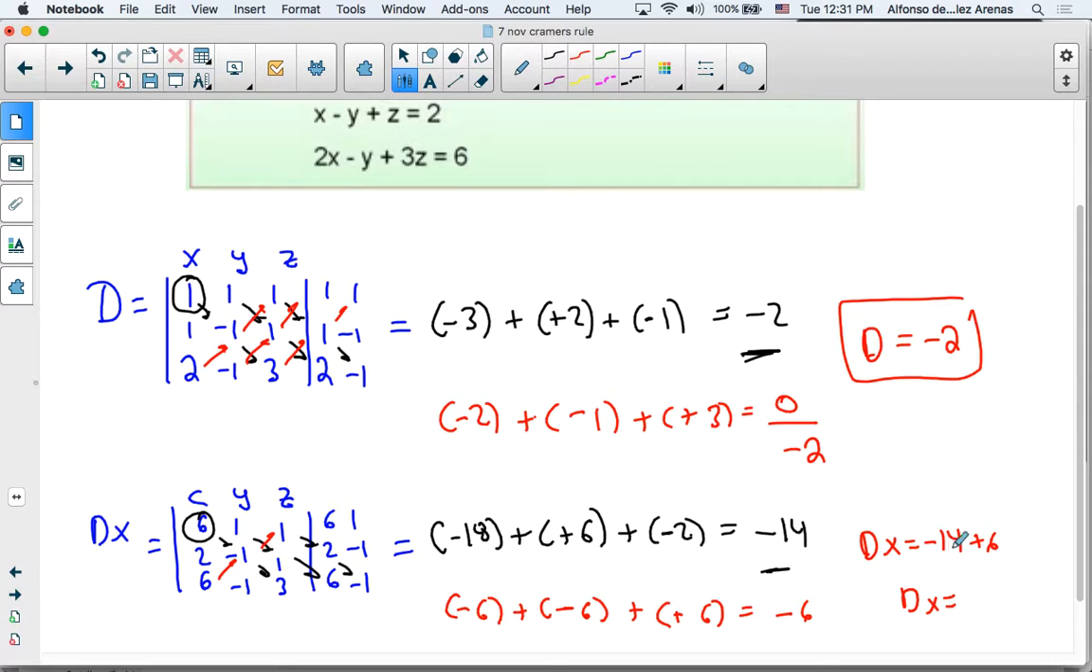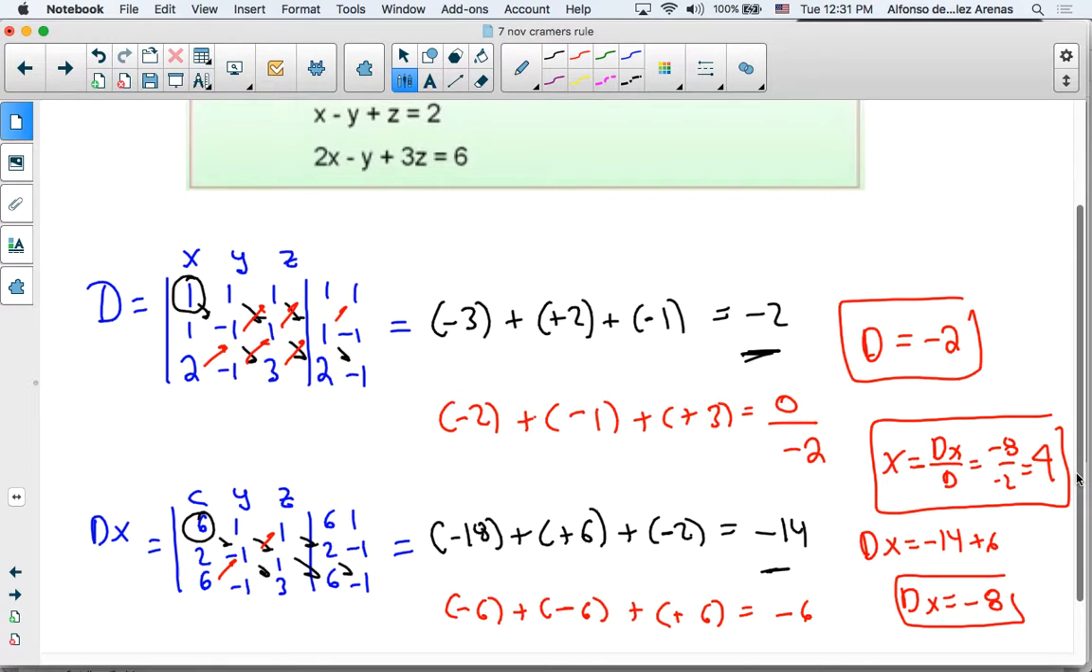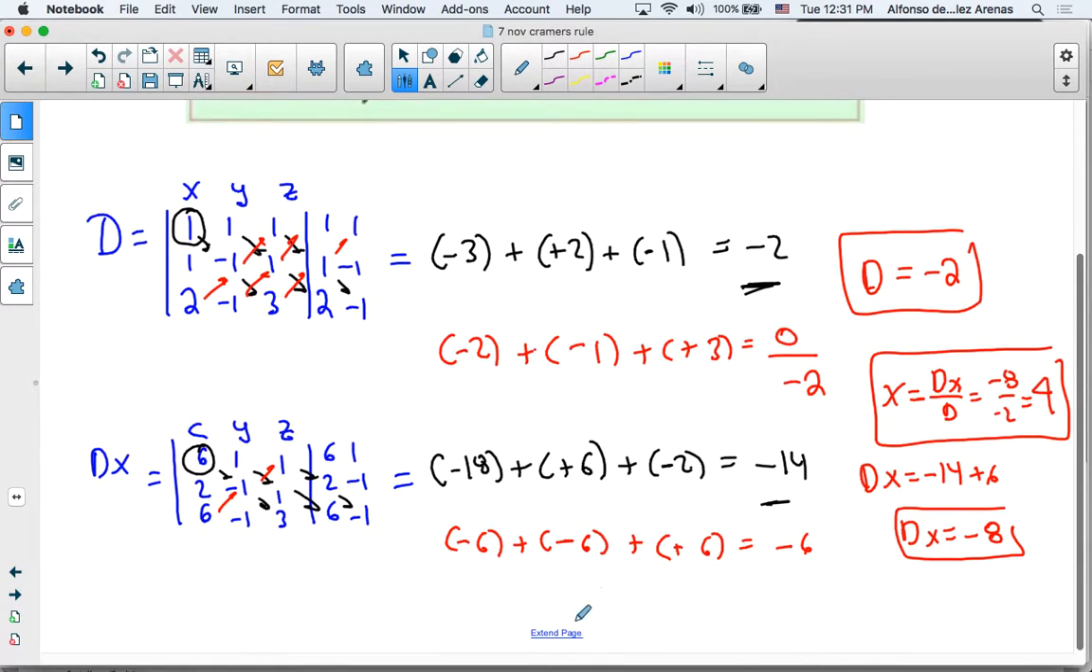So dx equals -8. It means that if you want to know x, what do you have to do? dx over d. That would be -8 over -2, and the answer is 4. There is x. Now we need to find dy. For dy, we have to use the x's, the constants, and the z's.